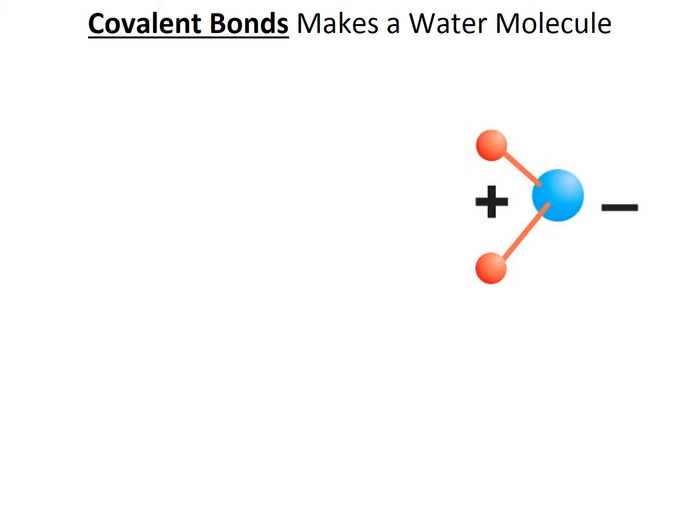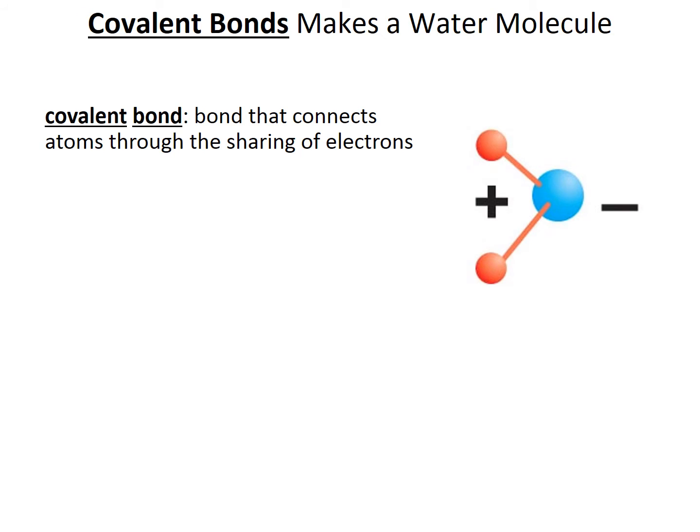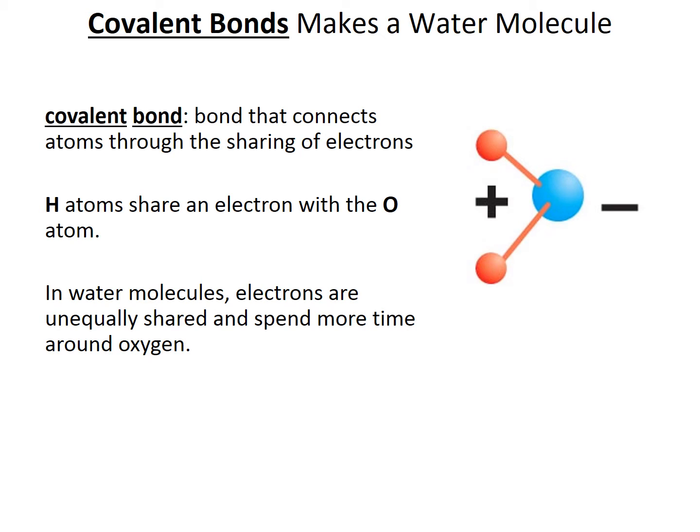These atoms are held together by a covalent bond. A covalent bond is one which connects atoms through the sharing of electrons. So in a water molecule, we have the two hydrogen atoms being connected to the oxygen atom through the sharing of electrons. In a water molecule, the electrons are actually not equally shared.